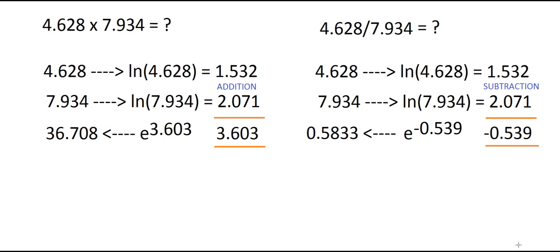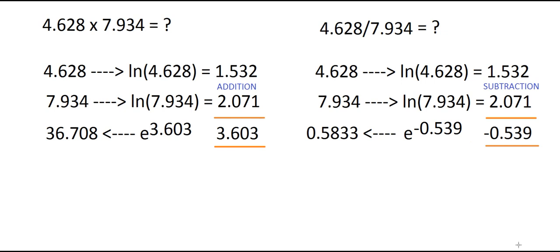What happens if we subtract one logarithm from another? Well, what you get is one number divided by another. So we'd still look up the logarithms of our numbers, the logarithm of 4.628 being 1.532, the logarithm of 7.934 being 2.071, but this time we'll subtract 2.071 from 1.532. This gives us the answer minus 0.539.